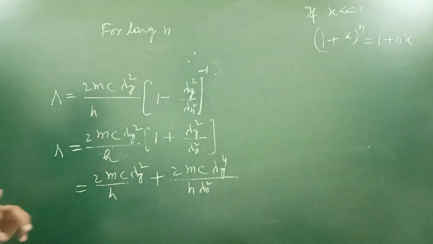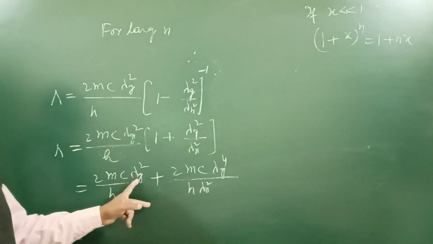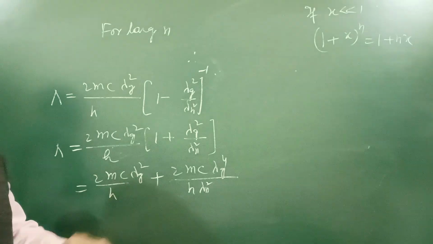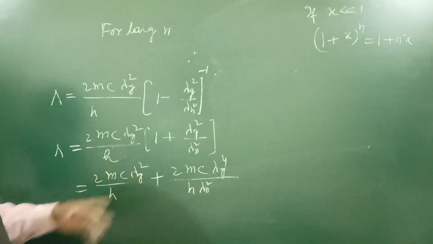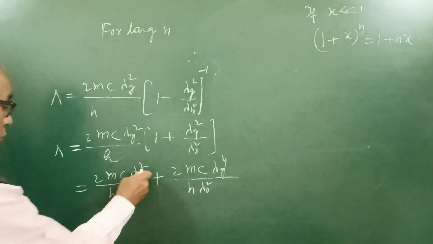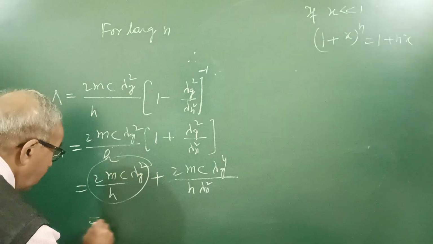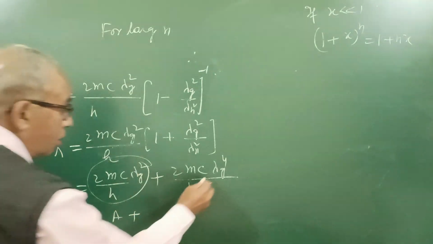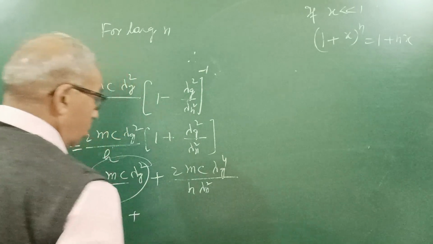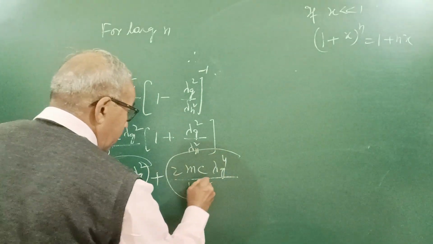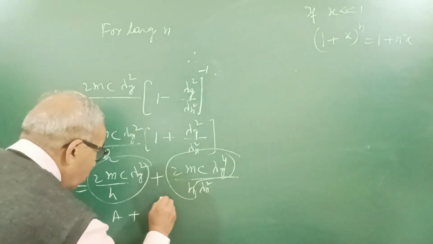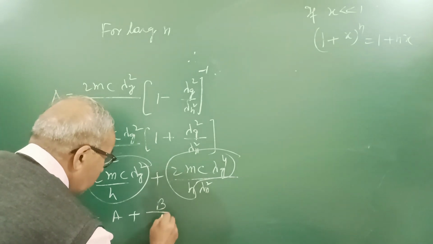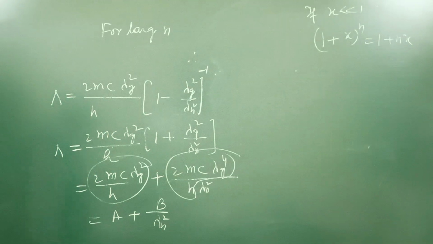Here the mass of electron is constant, lambda g, the wavelength of hydrogen ground state, is fixed. So this whole thing is constant. I write it as a, plus this whole thing is another constant, so b upon lambda n square. And therefore I tell you here, the last option is correct.